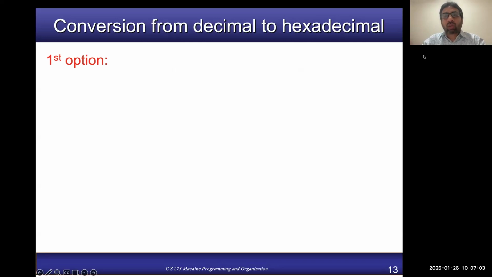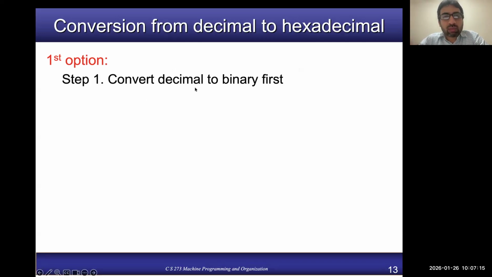So conversion from decimal to hexadecimal form, right? How do you convert a number which is in decimal form to the hexadecimal form? There are two options. First is that you convert that decimal number first to the binary form, right? You have two steps. In the first step, you convert the number from decimal to the binary form, and then you convert from binary form to the hex. We already know how to convert a number from decimal to the binary form, and we also already know how to convert a number from binary form to the hexadecimal form. So we do these two steps and we get the number, right?